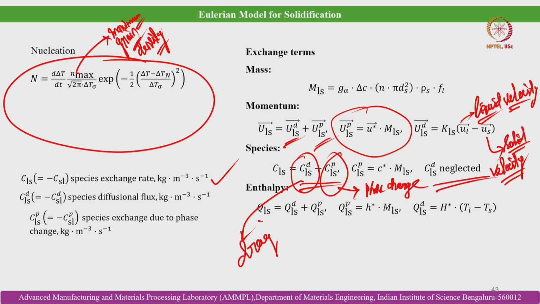So, then this is the final form. QLS is equal to QLSD plus QLSP, where QLSP is equal to H asterisk MLS and QLSD is equal to H asterisk multiplied by TL, liquid temperature, minus solid temperature. So, these are the different source terms for the momentum equation, species conservation equation, and energy conservation equation, and the source term of the mass conservation equation, that is MLS, which is expressed as G alpha, that is grain growth rate, into delta C into n pi ds square into rho s, solid density, into FL, that is liquid fraction.